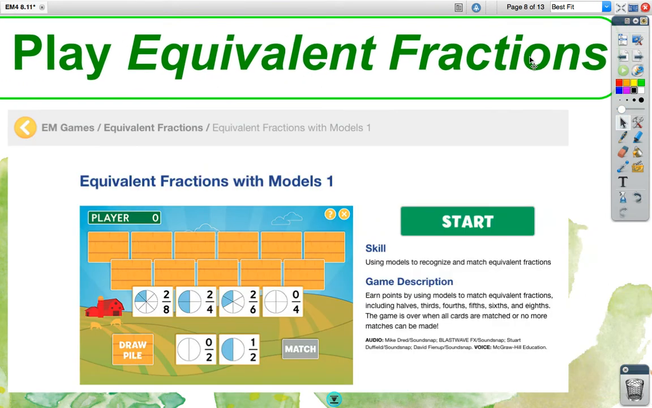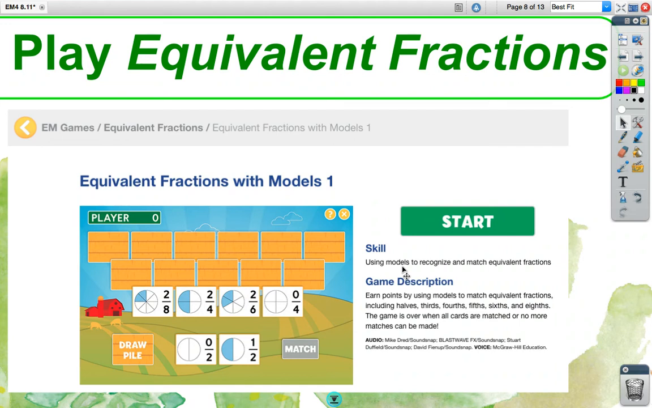The directions for today's game: you will earn points by using models to match equivalent fractions, including halves, thirds, fourths, fifths, sixths, and eighths. The game is over when all cards are matched or no more matches can be made. The skill you're practicing: using models to recognize and match equivalent fractions.